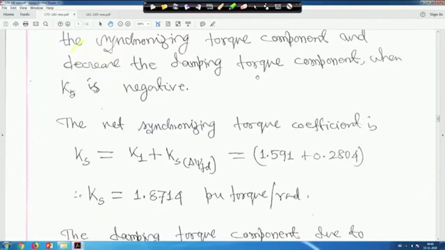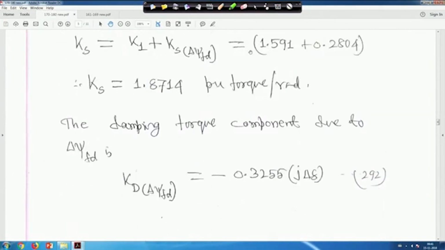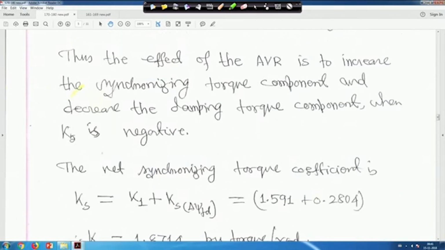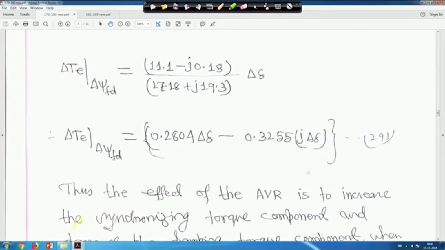Okay, we are back again on the same page. Next we will discuss the damping component. The damping torque component due to delta psi f d, we call K D delta psi f d, is minus 0.3255 j delta delta. That means this second term is j delta delta.